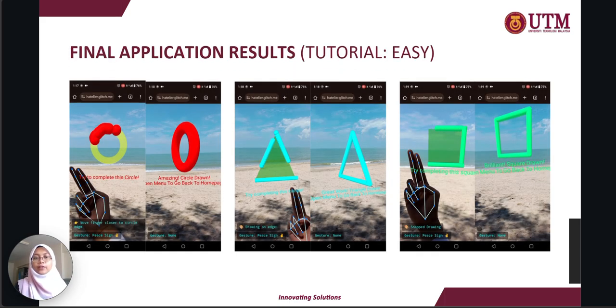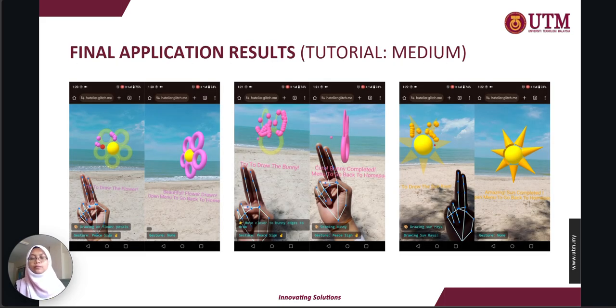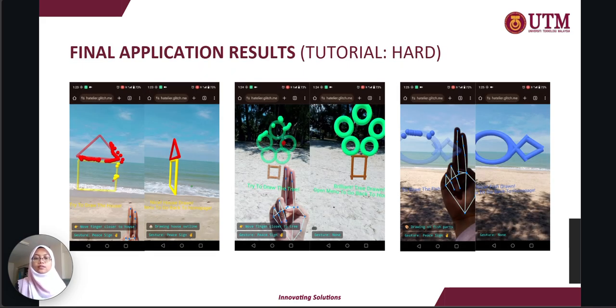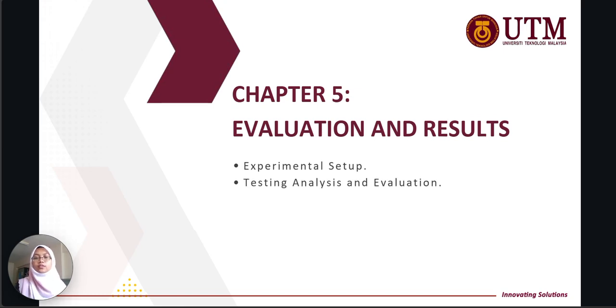This is the final application result for tutorial easy. The left side is the process, and the right side is the final output. For example, drawing a circle: now the circle is complete, triangle complete, square complete. Then this is for the medium, and lastly this is for the hard level. Next, evaluation and results.